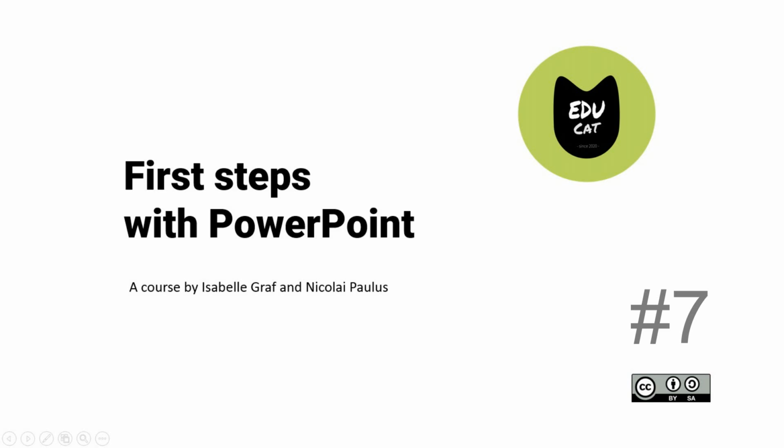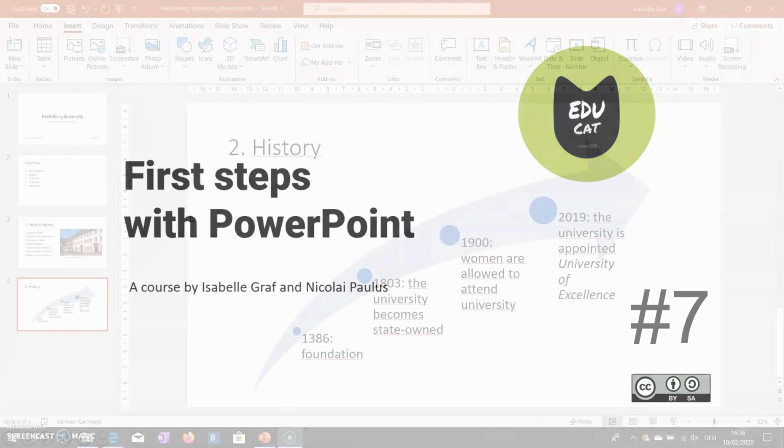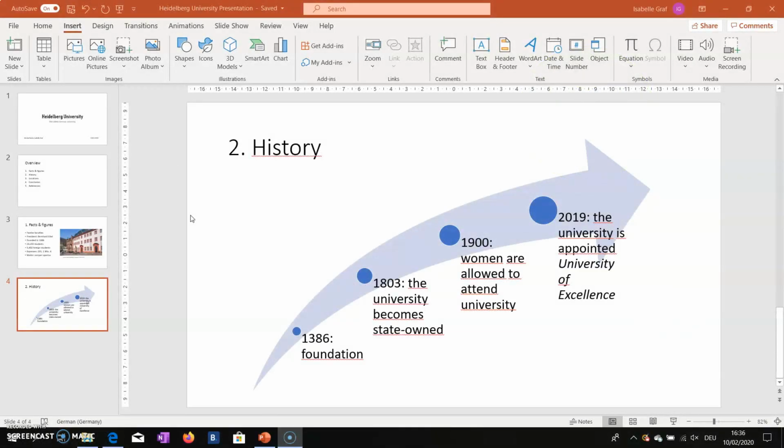Good, welcome to video 7 on how to use shapes in PowerPoint. In the last video we did the history, we used SmartArt, now we're going to use shapes. And our third information slide was called third locations.